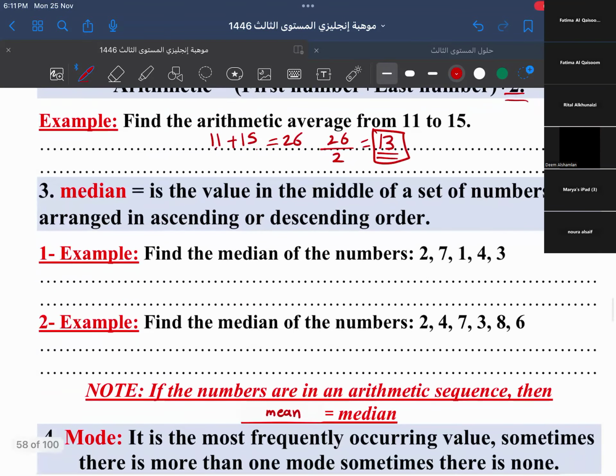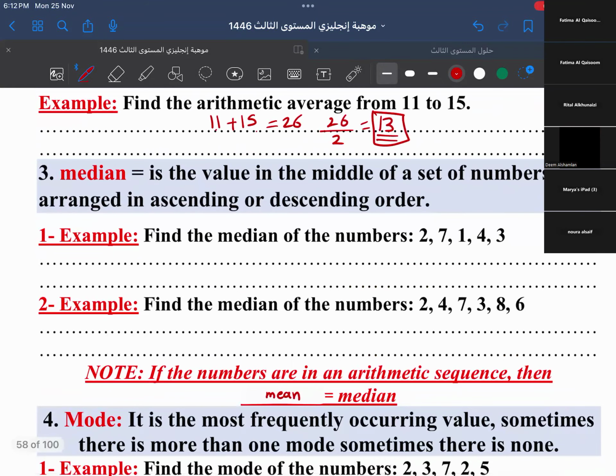Yalla, question 3, the median. So what is the median? Anyone knows? What does median mean? Yes, Noura? Okay, so you order the numbers from least to greatest, and then you get the number in the middle. Exactly. So it is the number in the middle if the sequence was arranged, as they say here, in ascending or descending order. Ascending from smallest to largest, descending from largest to smallest.